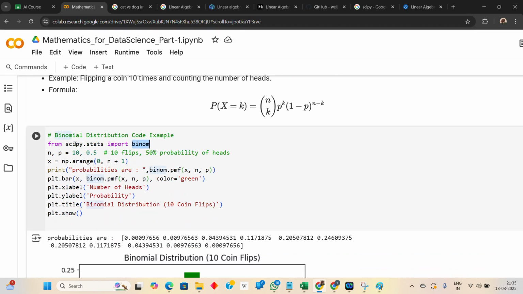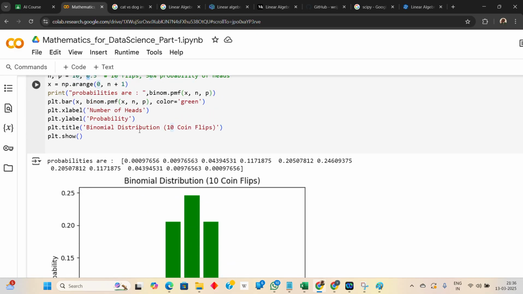It is also very easy. In SciPy stats, you have to determine the binomial function and use its relevant PMF function. There you have to pass the range, the number of times, 10 times I'm doing, and head. Tossing means head and tail, right? The probability of getting head is 0.5, and the range is 0 comma n plus 1, meaning 0 to 10. So what will be the probability?